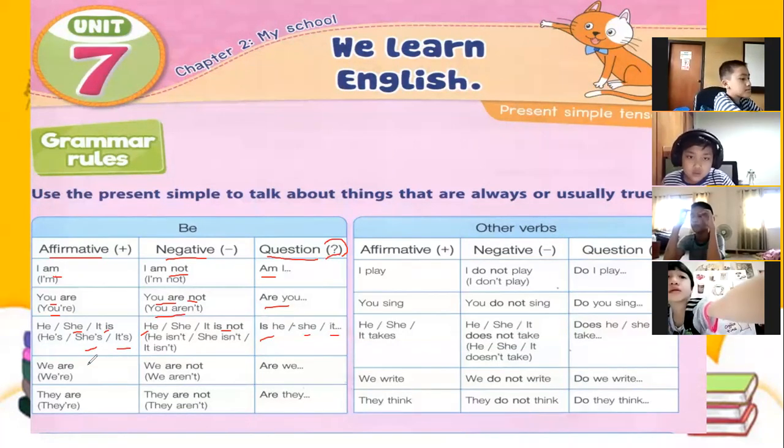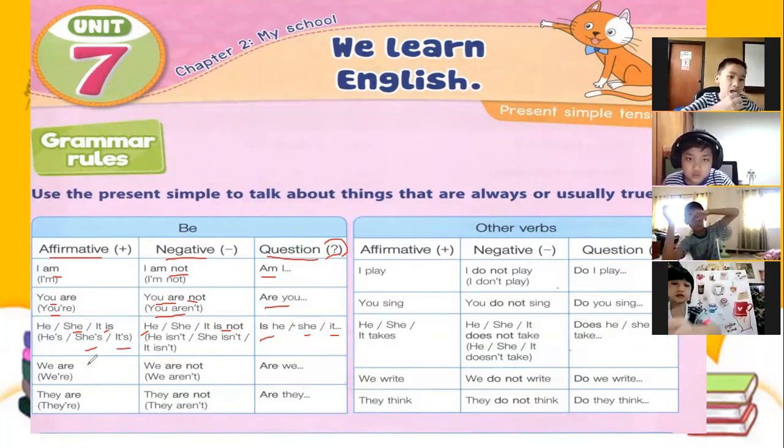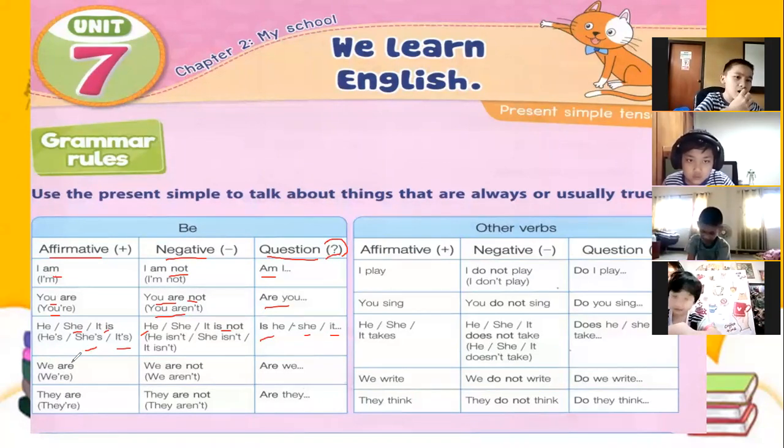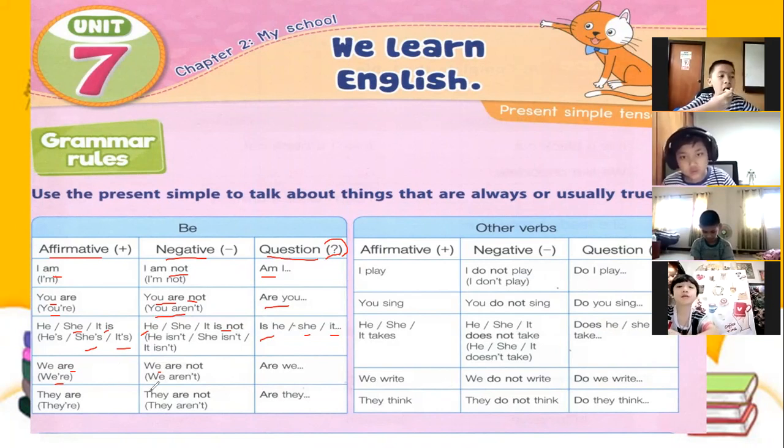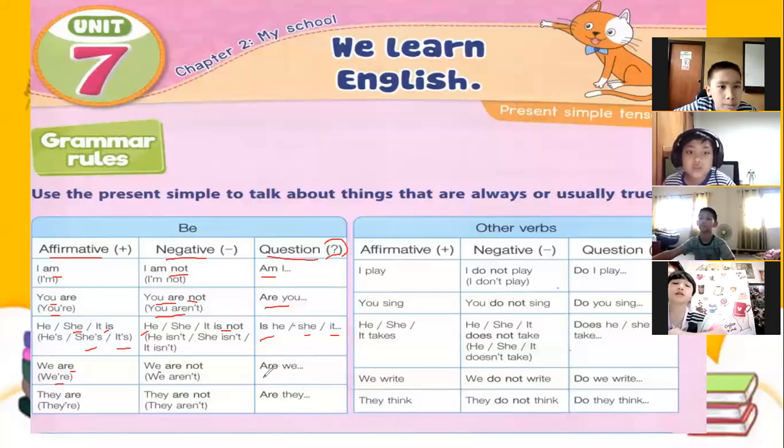Okay, then we're talking about the other subjects. For example, we. All right, so we can say we are. Then in the negative sentence, it will be we are not, or we aren't. In the question sentence, are will come before the subject. Okay, so are we?